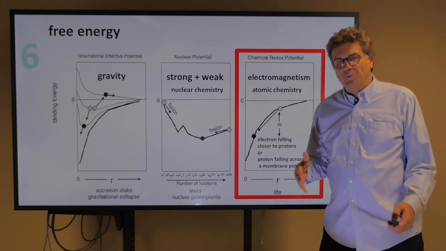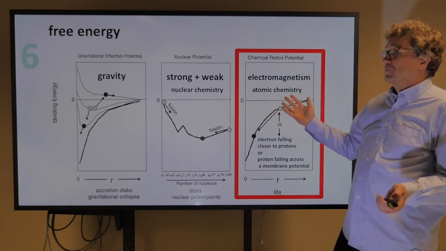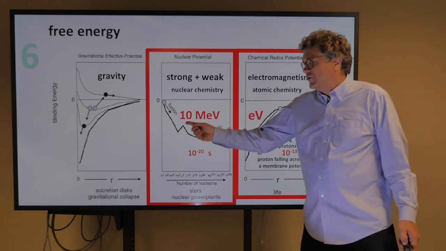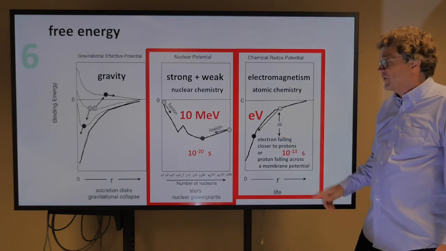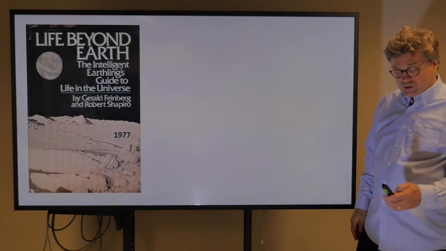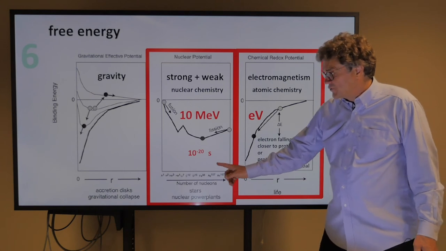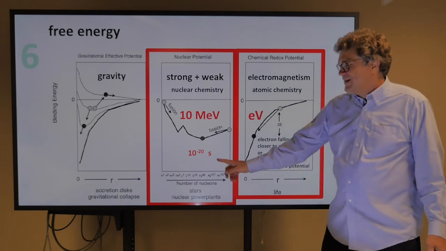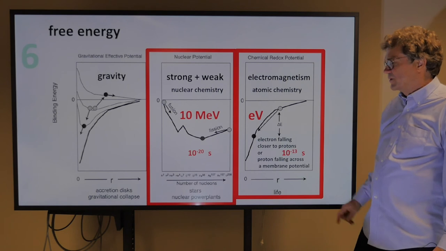There's an interesting difference, but why couldn't life be based on this type of free energy as well as this, or maybe even gravity? Well, this energy that you get is much, much larger, 10 mega electron volts, and this is 1 electron volt. So it's 10 to the 7, 10 million times more energy, but also look at how much faster it goes. There's 10 to the minus 20 seconds, and here 10 to the minus 13 seconds, so this is 10 million times faster, whatever happens in the nuclear chemistry compared to atomic chemistry.